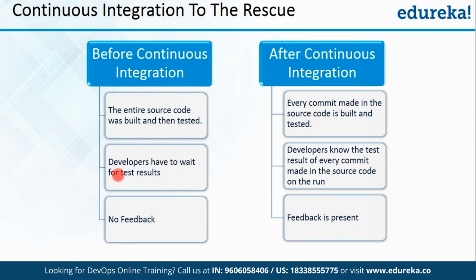Developers have to wait a long time to get the test results, as we just saw, because the entire source code will first be built and then deployed onto the test server. But with continuous integration, the test result of every commit is given to the developers. There was no feedback earlier, but in continuous integration, feedback is present. For every commit you make to the source code, you'll be provided with the relevant result. Alright? So now let us move forward and see what exactly continuous integration is.